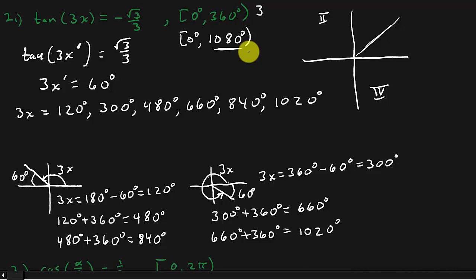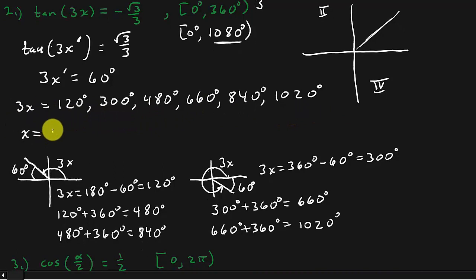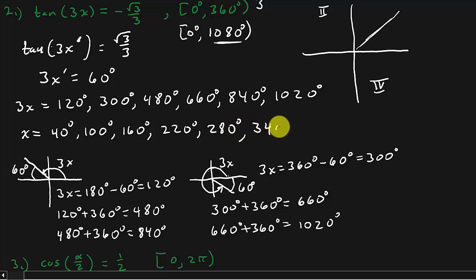Okay. All right. So what do I do now? Well, I got to figure out what x is, don't I? X is what? I'm going to divide everything by what? 3. And so that's going to be what? 40, 160. That's 220. And then 840 divided by 3, that's 280. And then 1020 divided by 3, that is 340.